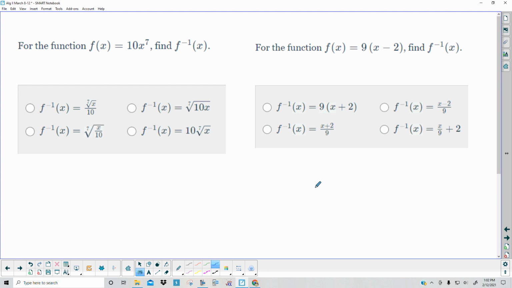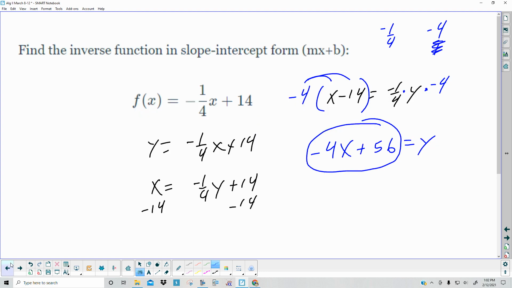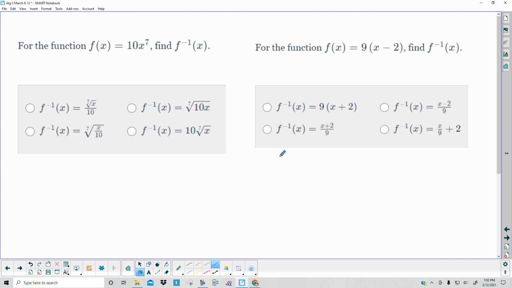Now, these ones are multiple choice. All the ones that came before this were lines. And that's what you do. Switch your x and y, solve for y. Same idea, but they're not lines. So let's talk through what you do. You got y is equal to 10 x to the 7th power. Okay? Switch your x and y's.